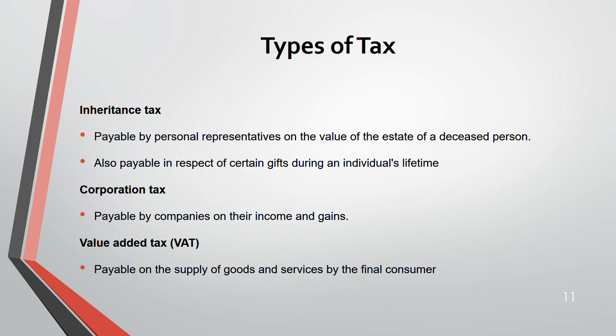For corporation tax, the tax which is payable by companies on their income and gains, okay? Corporation tax is paid by companies. And for inheritance tax, it is payable by personal representatives on the value of the estate of the deceased person. If a person has died, whoever is taking over that, whoever is a representative of that estate, is going to pay that inheritance tax on the value of the estate. And VAT is payable by the final consumer of those goods and services. VAT is also an indirect tax. The difference between VAT and other types of taxes is that all the other types of taxes are direct, but VAT is an indirect tax.